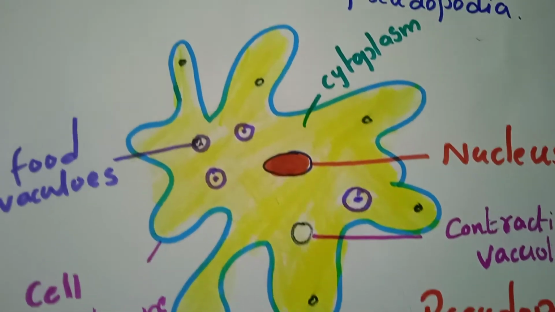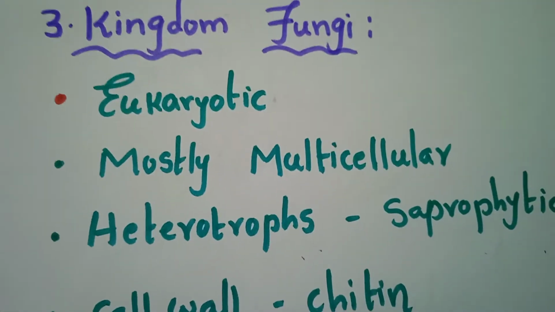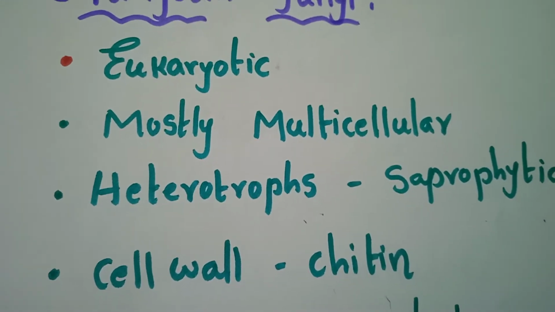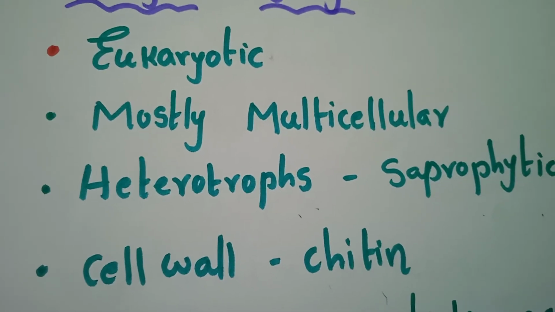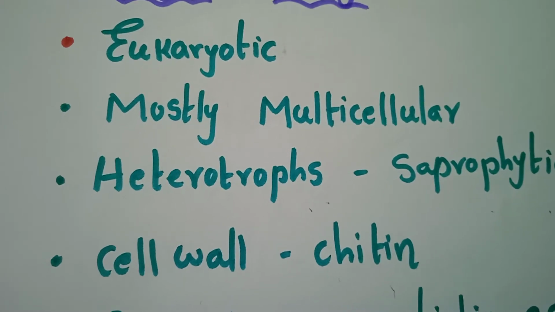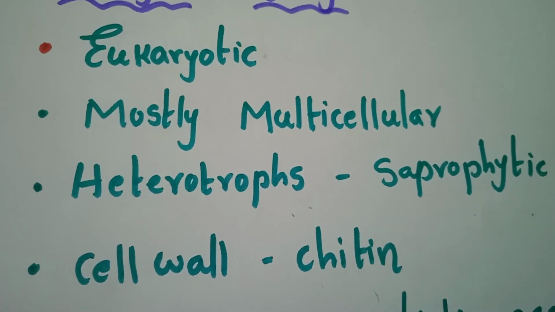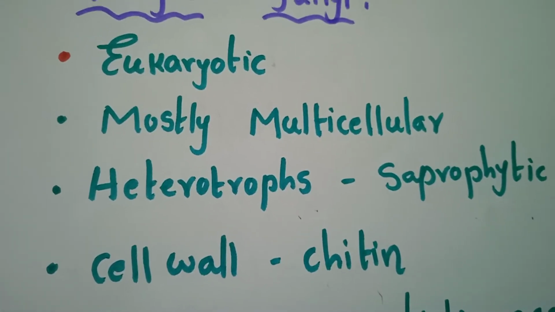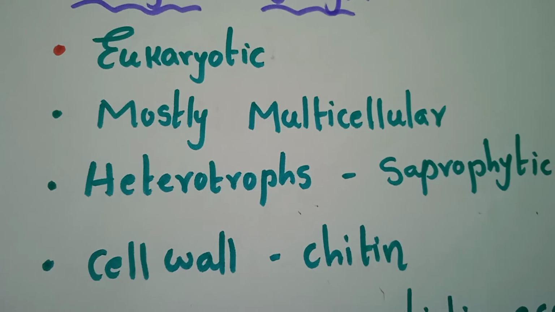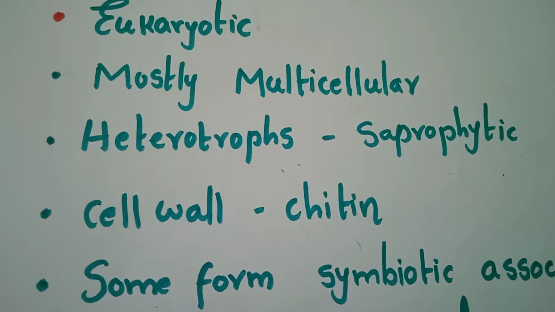Very, very important. And the third kingdom is Fungi. The kingdom Fungi are eukaryotic, so they have a nucleus, mostly multicellular, that means made up of many cells, and these are heterotrophs. That means they depend on other organisms for food material. For example, saprophytic. Actually, what do saprophytes mean? The organisms get food from decaying and decomposing matter. That is saprophytic. And cell wall: the cell wall is made up of chitin.